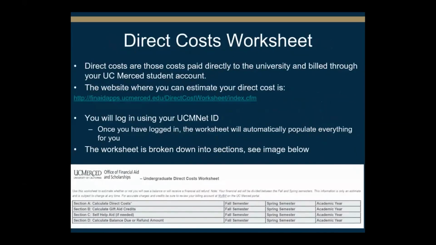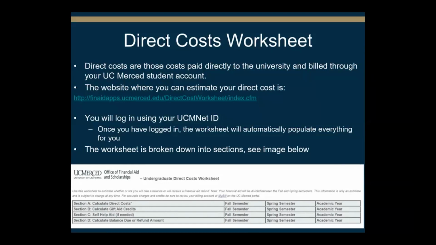So now you're probably wondering, what is my direct cost? What do I have to pay out of my own pocket? Well, the direct cost worksheet is a useful tool that will help you calculate that. If you recall, the direct costs are those paid directly to the university and billed through your UC Merced student account. So this is, as discussed earlier, what you're actually going to be billed for. It's tuition and fees, health insurance if you did not waive out, and housing fees if you're going to live on campus. The website where you could find this worksheet is listed there.